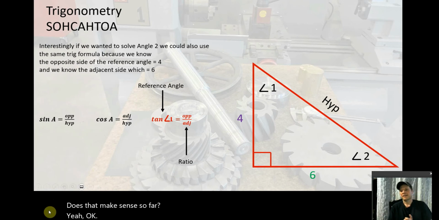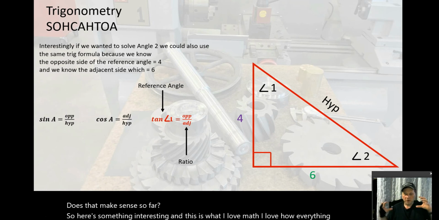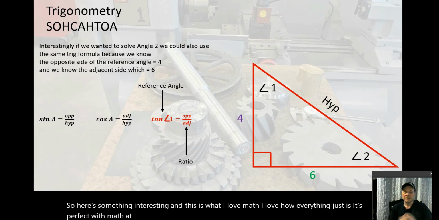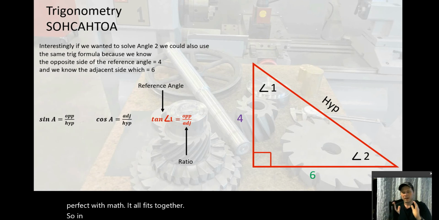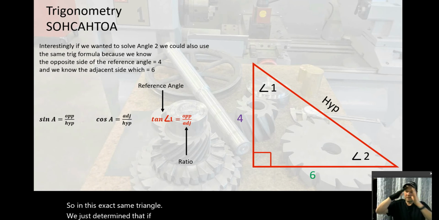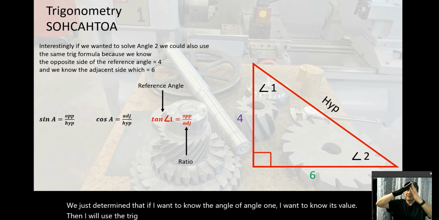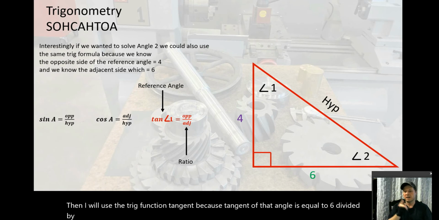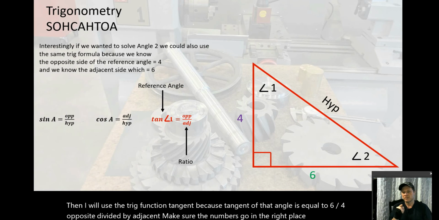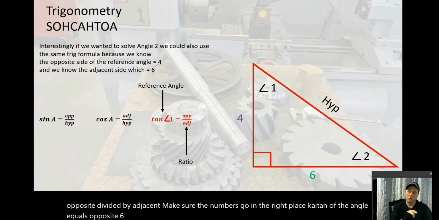So here's something interesting, and this is why I love math. I love how everything is perfect with math. It all fits together. In this exact same triangle, we just determined that if I want to know the value of angle 1, then I will use the trig function tangent, because the tangent of that angle is equal to 6 divided by 4. Opposite divided by adjacent. Make sure the numbers go in the right place. Tan of the angle equals opposite 6 divided by adjacent 4.